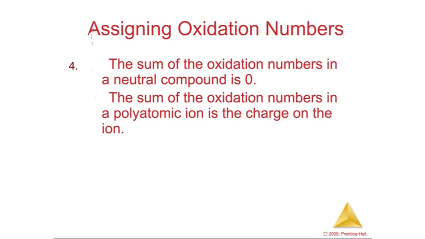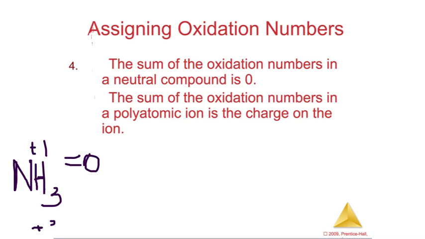The sum of the oxidation numbers in a neutral compound, for example ammonia, is 0. So hydrogen, when bonded to a nonmetal, is going to have a +1 oxidation number. There are 3 of them, so that gives the hydrogen part of this a +3. And that means that the nitrogen, since there's only 1 of them, is going to have a -3 oxidation number in order for the sum to equal 0.